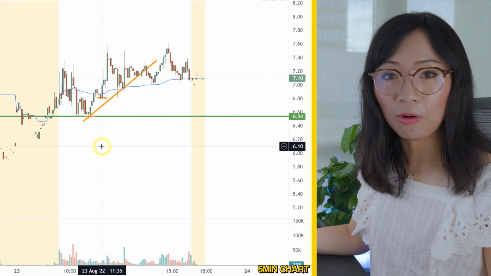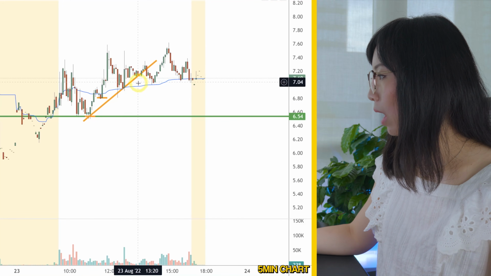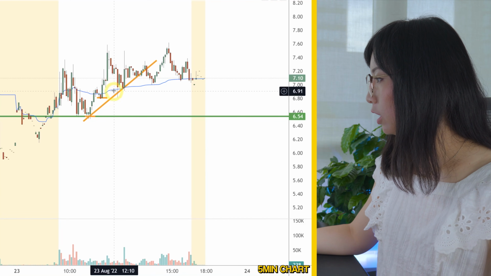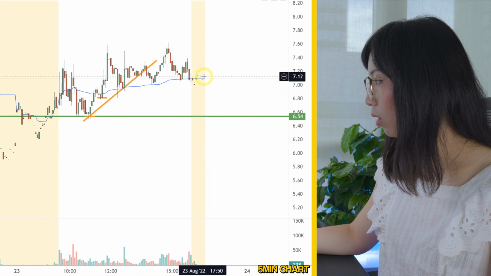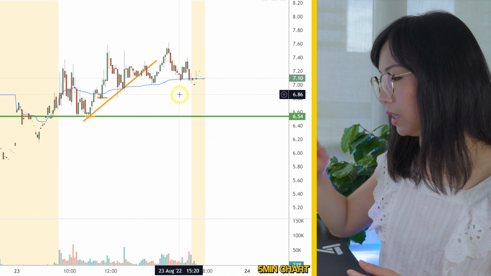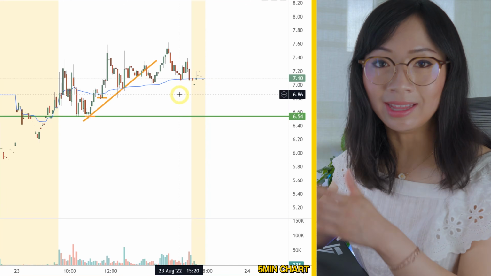So this is a good example here, and the stock actually held above VWAP for the rest of the afternoon. You know, the VWAP around the $7.10 area, it held really well. So I wouldn't be surprised if it gives another secondary breakout move the next day.